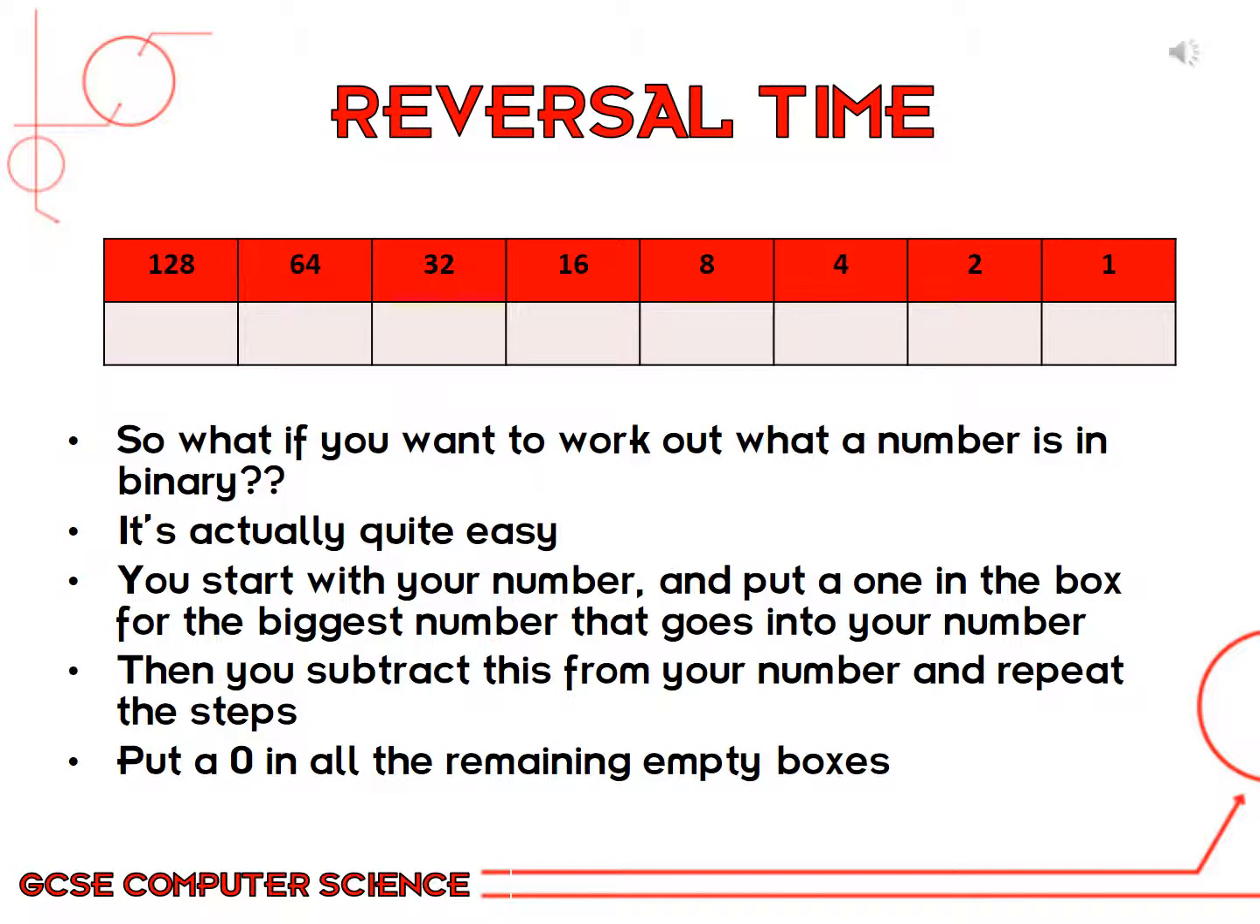So the biggest number that goes into 22 is 16. So you put a 1 in 16, and you take 16 off 22, and you get 6. Biggest number that goes into 6 is 4, so you put a 1 in. Take the 4 off 6, and you get 2. Put a 1 into the 2, and then you've got 0. Then all you do is put zeros in all the boxes that are empty.